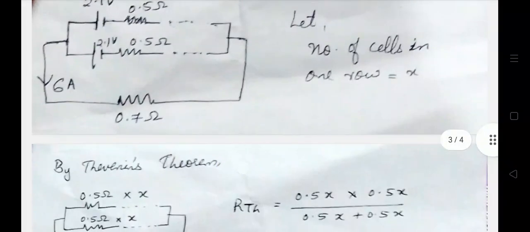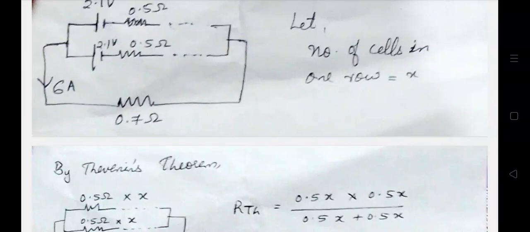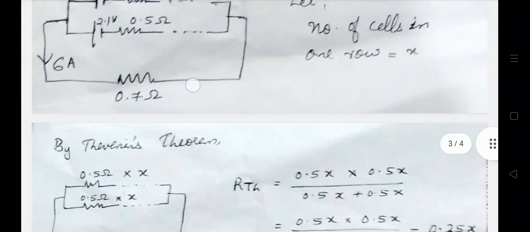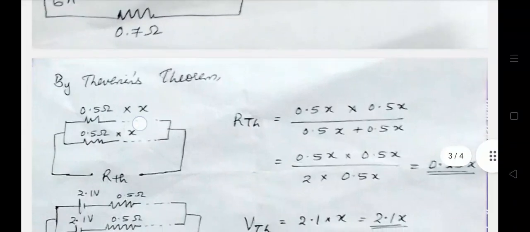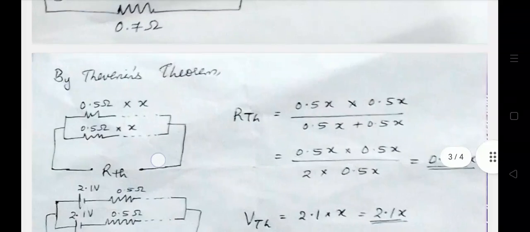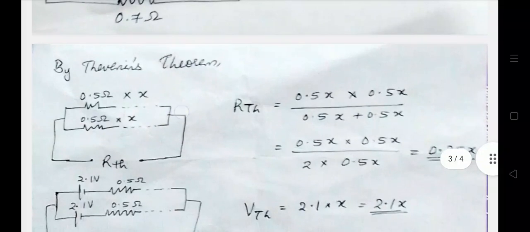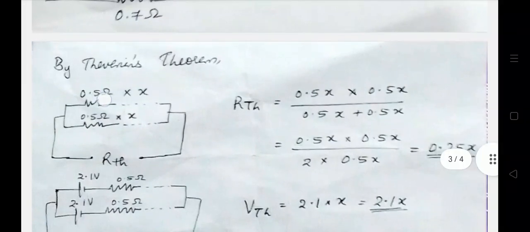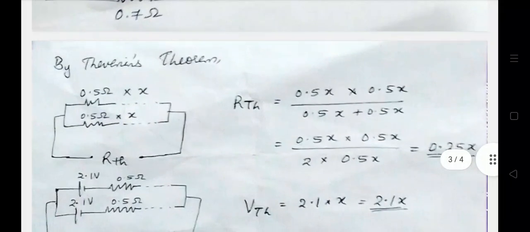Now, to solve this question, I am using Thevenin's theorem. First, let's find the Thevenin's resistance across this external resistance. For that, I short circuit all the voltage sources and only resistances are available in this circuit. Now, RTH is here the 0.5 ohm internal resistance. We don't know how many such resistances there will be. So, since I took the number of cells as x, we have 0.5x ohm in the first row and 0.5x ohm in the second row.